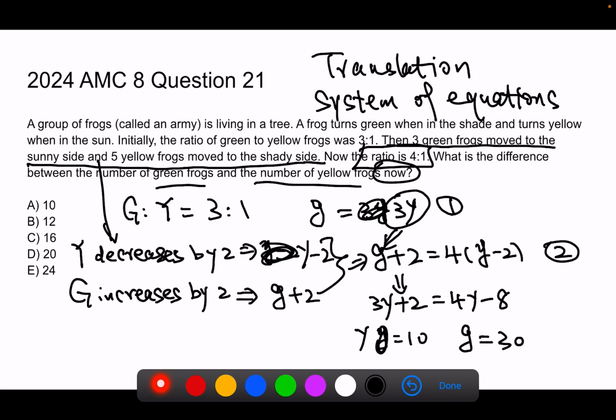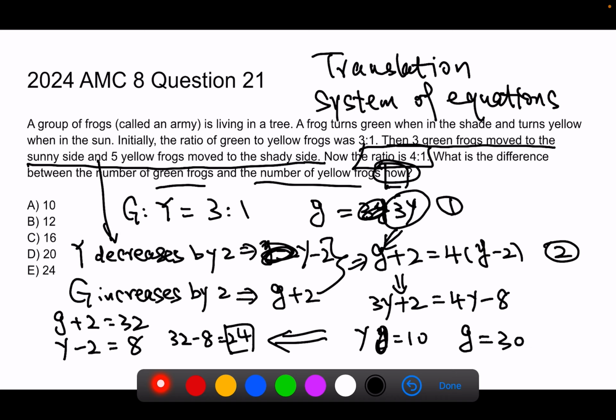So initially I have 30 green frogs and 10 yellow frogs. But remember, they are looking for the difference between green and yellow now. Now I have G plus 2 equals 32 green frogs, and Y minus 2 equals 8 yellow frogs. And double check the ratio, 4 to 1, that works. And their difference is 32 minus 8 equals 24. So the answer is 24.